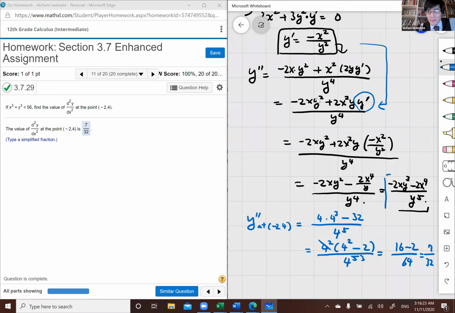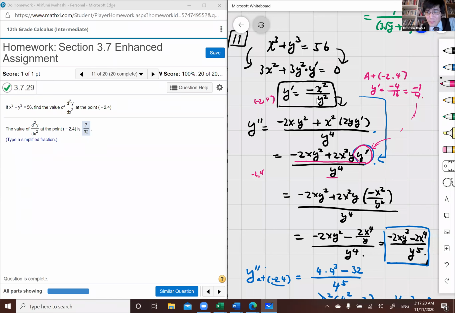Okay, then what we're going to get? So it's going to be 4 times 4 times 4, which is 64, plus, will actually become minus 2 times 2 squared, 8, 4 over 4, minus 8. So it's going to be minus 8 over 4 to the power of 4th. Then you can divide both sides by 4. You're going to get this, and you're going to get the same answer. So you really do not need to simplify y double dash into this form.